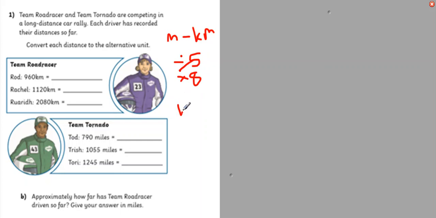And kilometres to miles, you would divide by 8 and then multiply by 5. Okay, so what you need to do now is you need to convert these kilometres to miles and then convert these miles to kilometres.